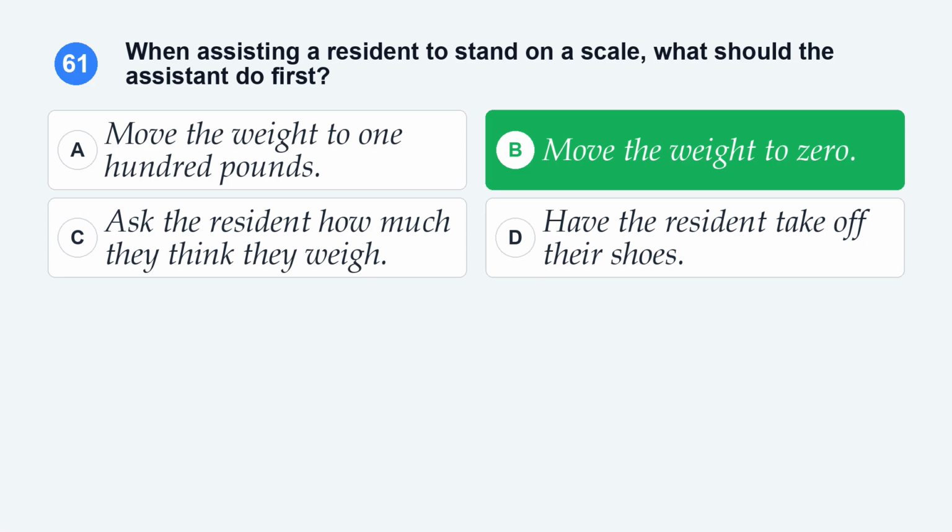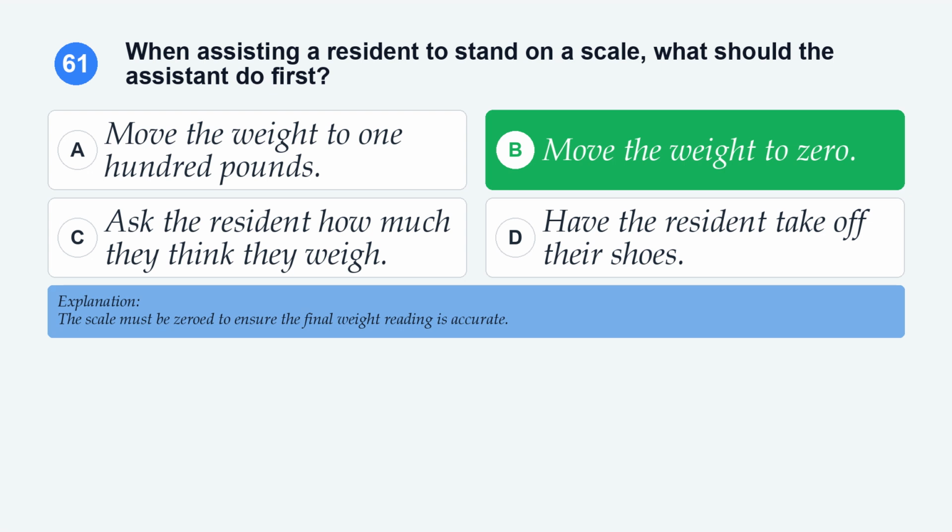The correct answer is option B, move the weight to 0. Explanation. The scale must be zeroed to ensure the final weight reading is accurate.